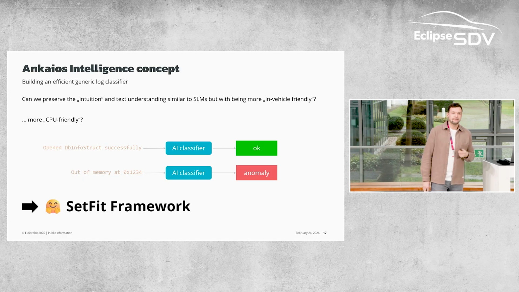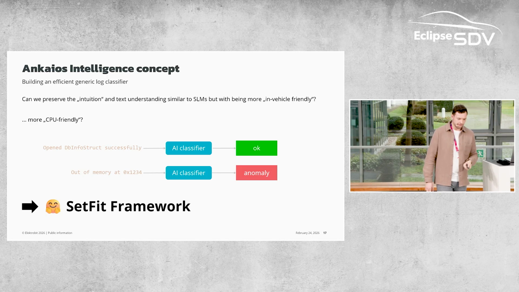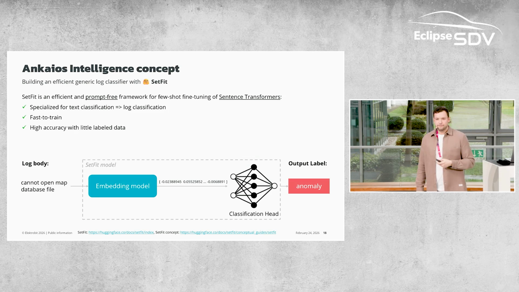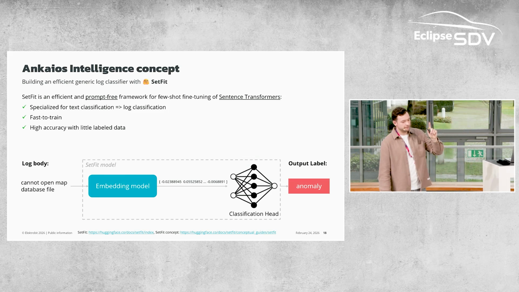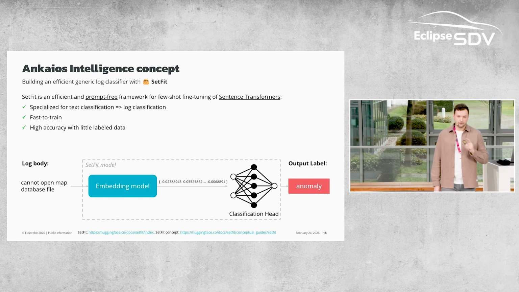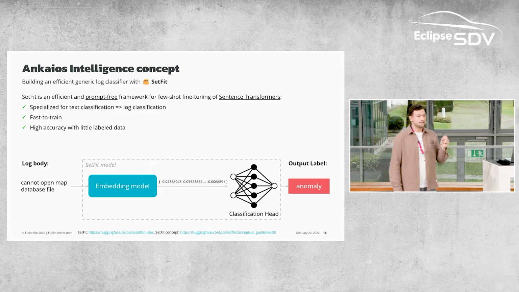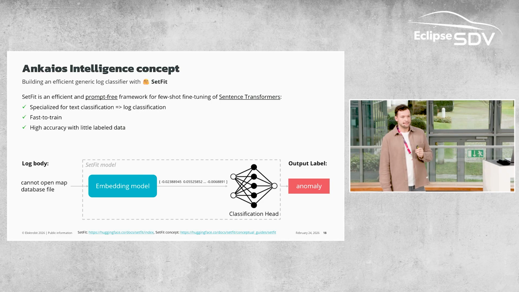And we found out that there is a SetFit framework, which seems to be very promising. And I wanted to show you shortly what this is. SetFit is a prompt-free framework, and it's specialized for text classification. So it's very suitable for classifying logs, we found out. And the main key point is that it's really, really fast to train. And the accuracy is high with very little data.